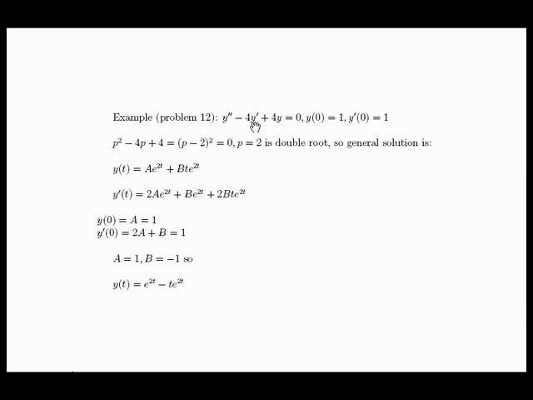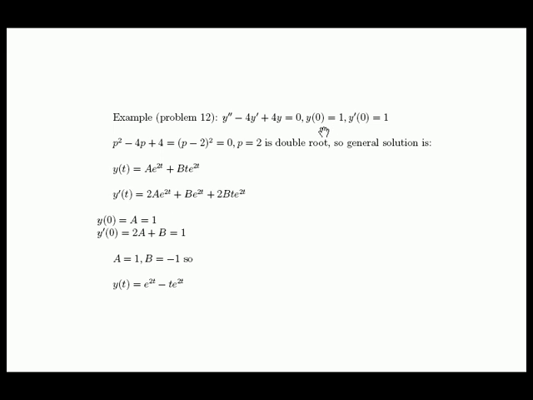y double prime minus 4y prime plus 4y equals 0. You can immediately write down the characteristic equation, p squared minus 4p plus 4. That factors as p minus 2 squared, so 2 is a double root. So this is the third case. There's your initial conditions. So a general solution, e to the 2t is a solution, t e to the 2t is a solution. General solution is a linear combination of those two. Now we have to adjust the constants so that you satisfy the initial conditions.